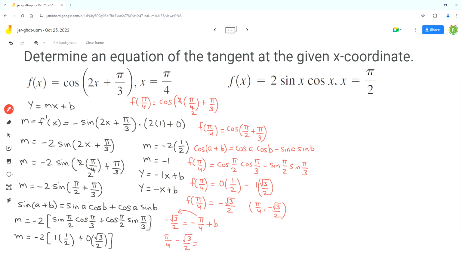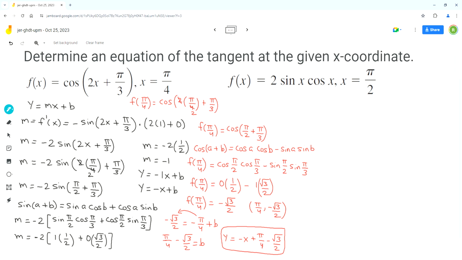So this is the b value for the tangent. So the equation of the tangent is, so this is the equation of the tangent in slope-intercept form. Now we can analyze the second function.